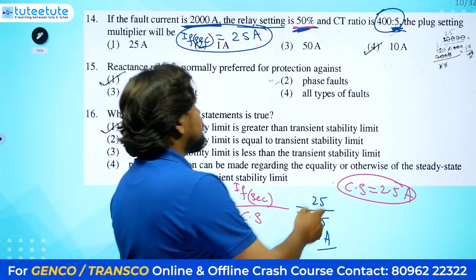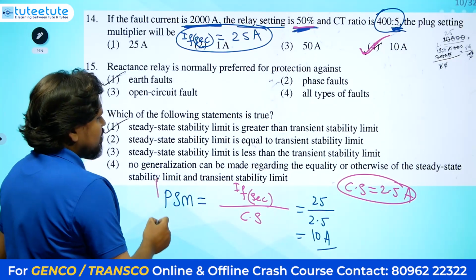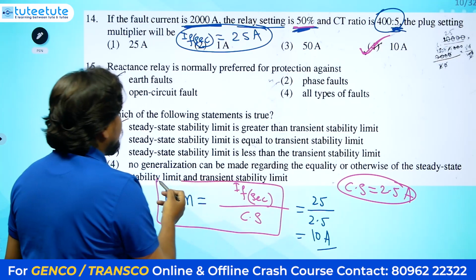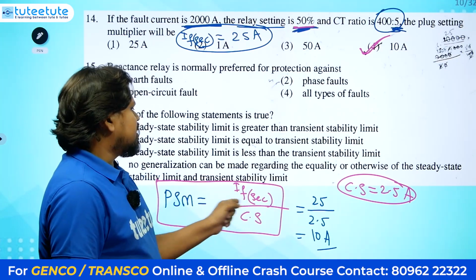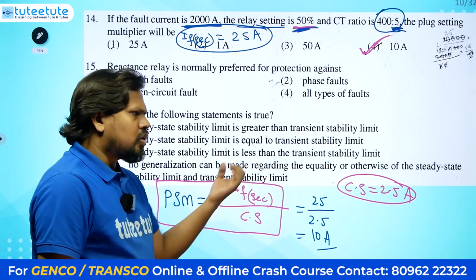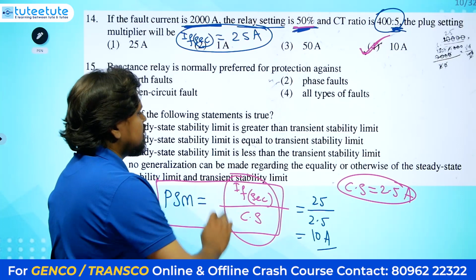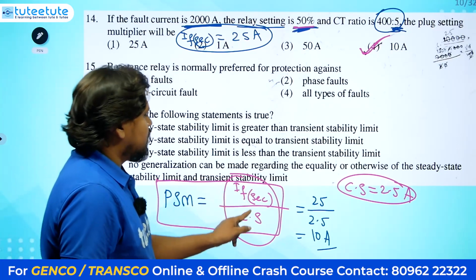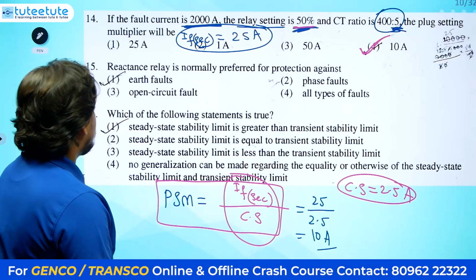Okay, so this is the answer. Like this we have to remember this concept, plug setting multiplier, and this formula you remember. Generally, with all these CT ratios and formulas, you will get confused, but remember only this formula, derive the values for it, and then you can substitute directly. Okay, so this is the answer.